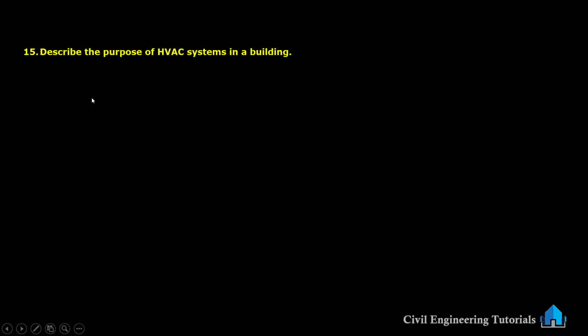Describe the purpose of HVAC systems in a building. HVAC means heating, ventilation and air conditioning. So HVAC systems control indoor temperature, humidity and air quality to create a comfortable and healthy living or working environment.